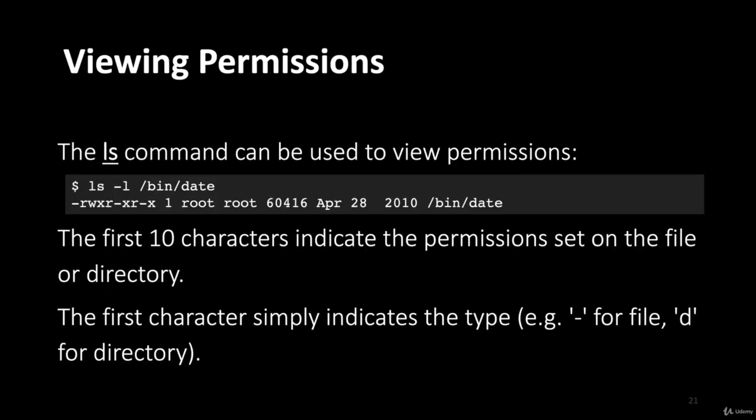The ls command can be used to view permissions. The first 10 characters indicate the permissions set on the file or directory. The first character simply indicates the type, e.g. a dash for a file or a D for a directory. In the example above, the first character is a dash, meaning that /bin/date is a file.